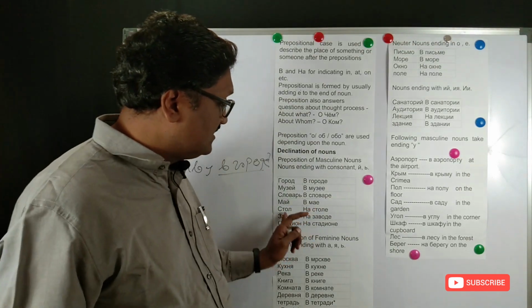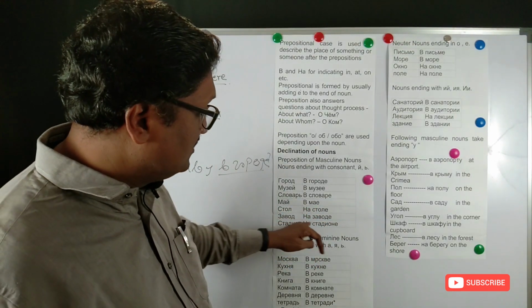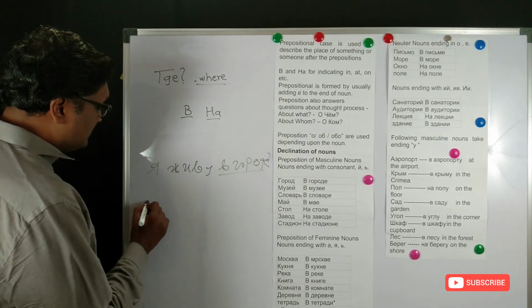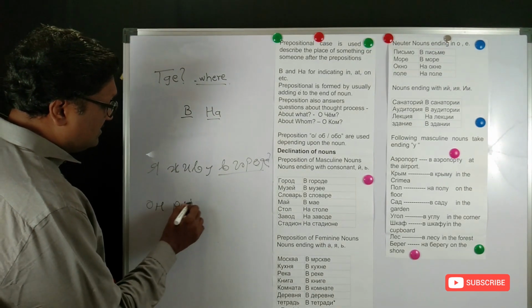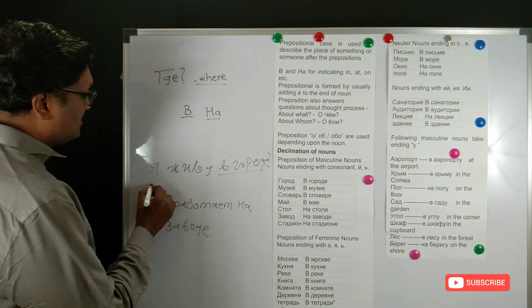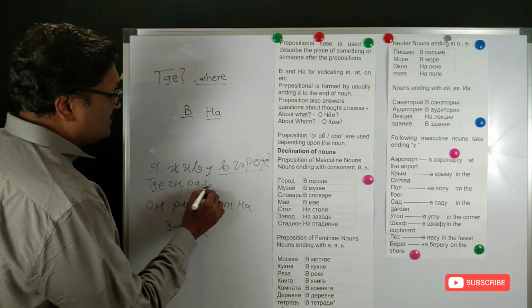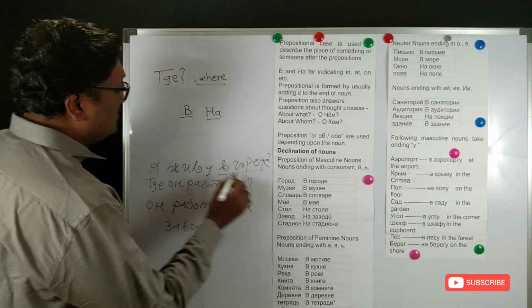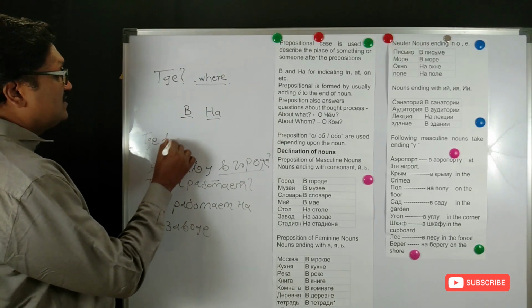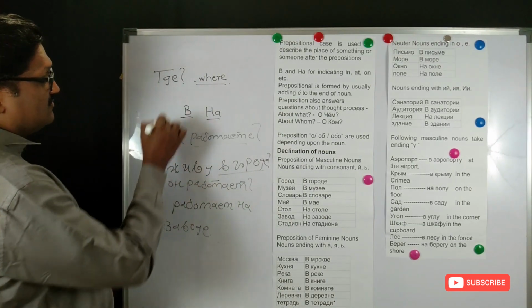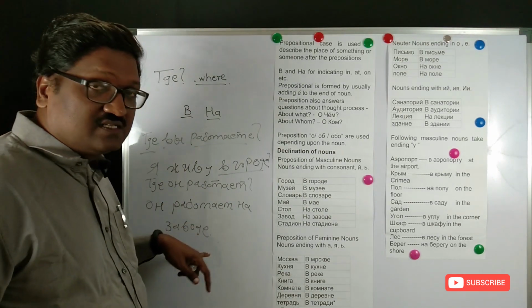Май в мае. Стол на столе. Завод на заводе. Он работает на заводе. Где он работает? We usually ask this question, where is he working. Где вы работаете? Где вы работаете? So где is answering the question где. Он работает на заводе.